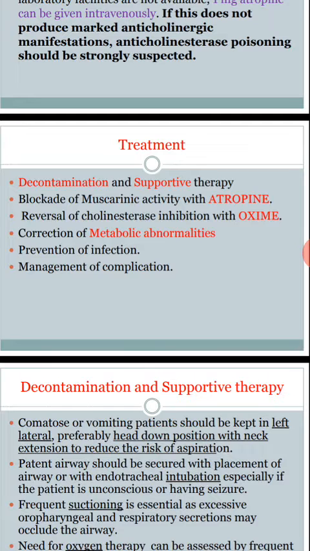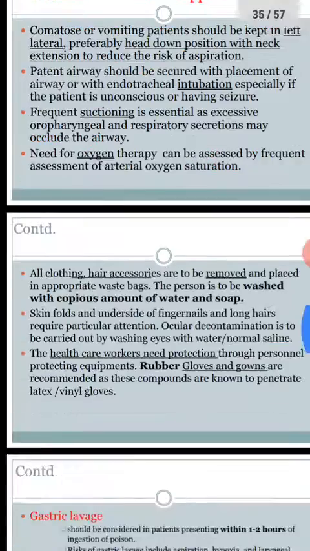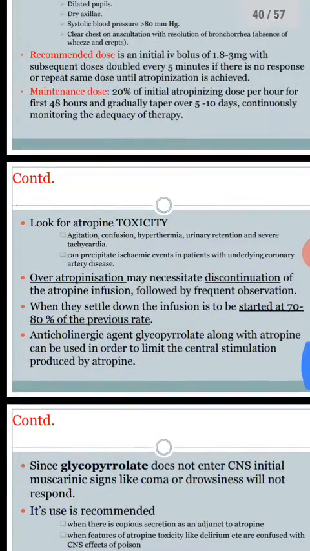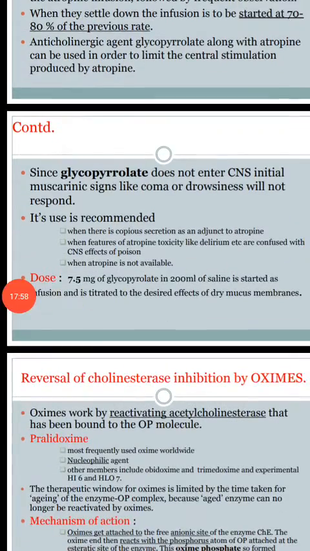Next, you correct the metabolic alterations like respiratory problems and cardiovascular problems. Next, prevention of infection and management of other complications. So this is about the management of organophosphorus compounds. This is very important for examination. Poisoning treatments are very easy. Please go through all the poisonings. You can write them very easily. So with this I complete organophosphorus compound poisoning.